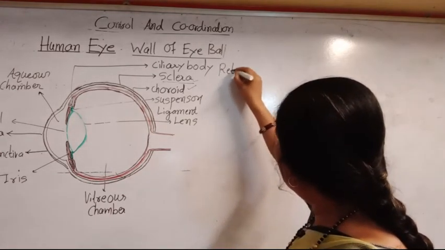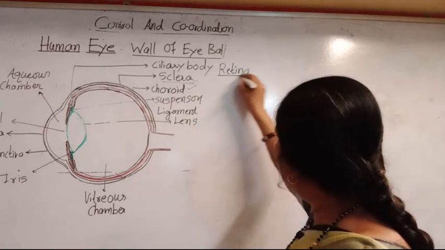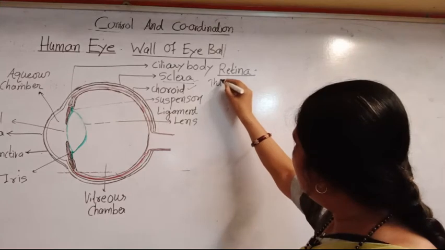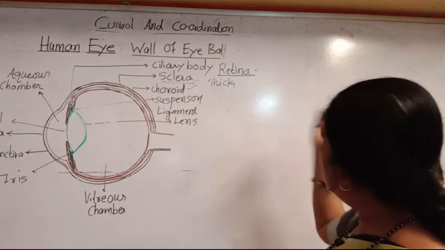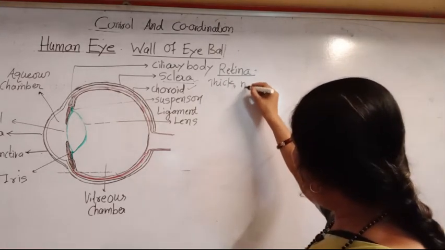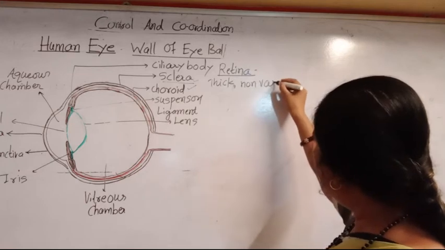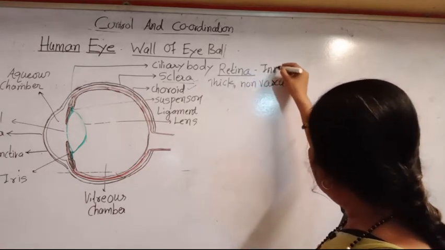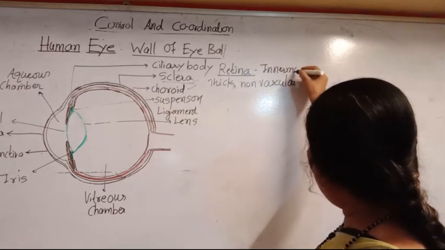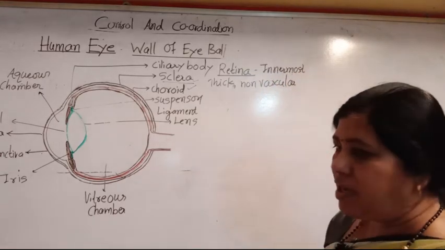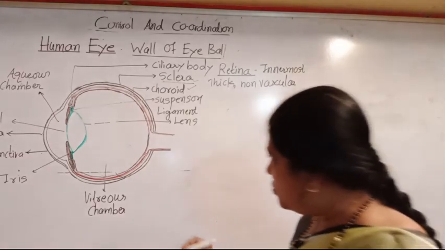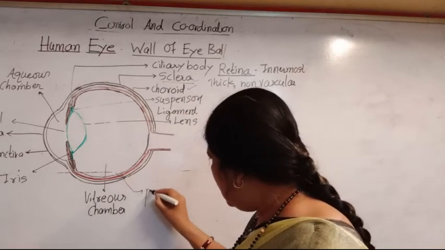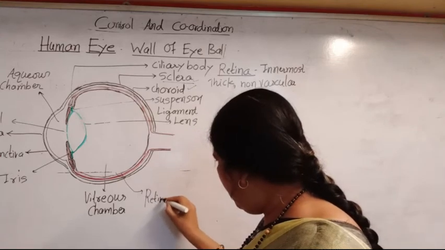Retina. Innermost layer, it is thick, non-vascular, and innermost layer of eyeball is retina. So this is retina. Any difficulty?